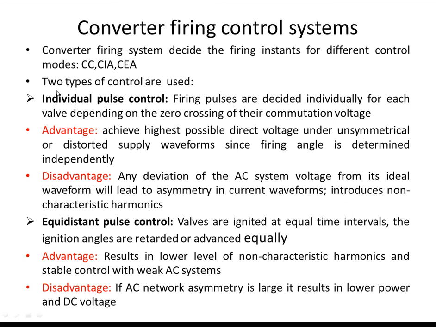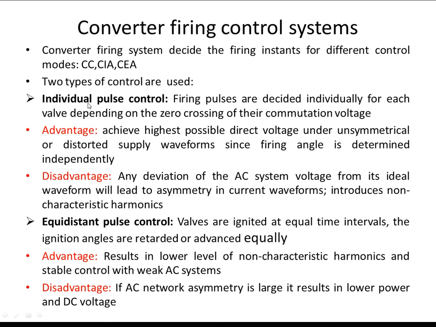So there are basically 2 types of control we use for the converter firing angle. First is the individual pulse control. In this control, the firing pulses are decided individually for each valve. Suppose in the 6 pulse converter there are 6 valves, so for all 6 valves there are individual firing pulses. That depends on the zero crossing of the commutation voltage. So after the commutation voltage zero crossing, we decide the firing pulse for the individual valve in this system.